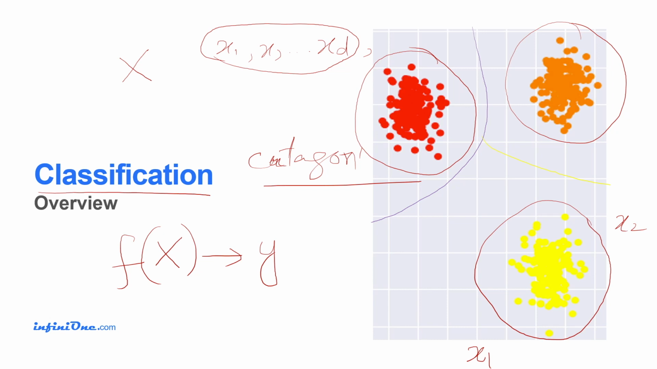If the target is categorical, it has predefined classes, then this problem is known as classification. And a lot of problems, for example, face recognition falls under classification, image recognition falls under classification. A lot of problems in industry are really classification.